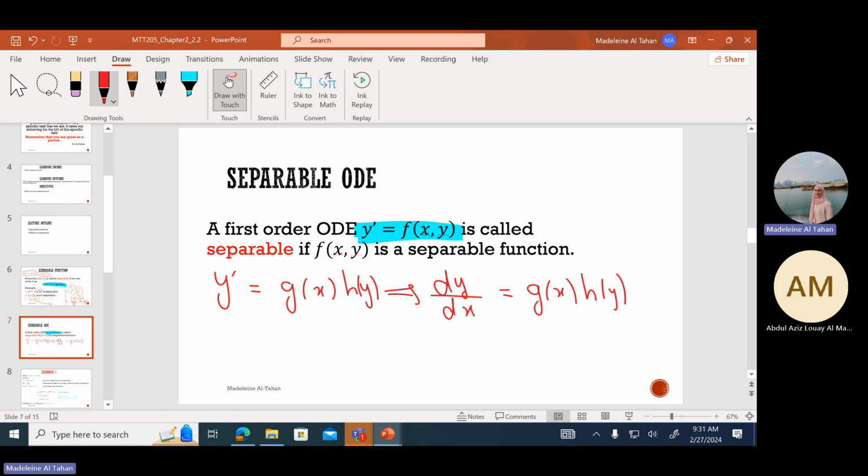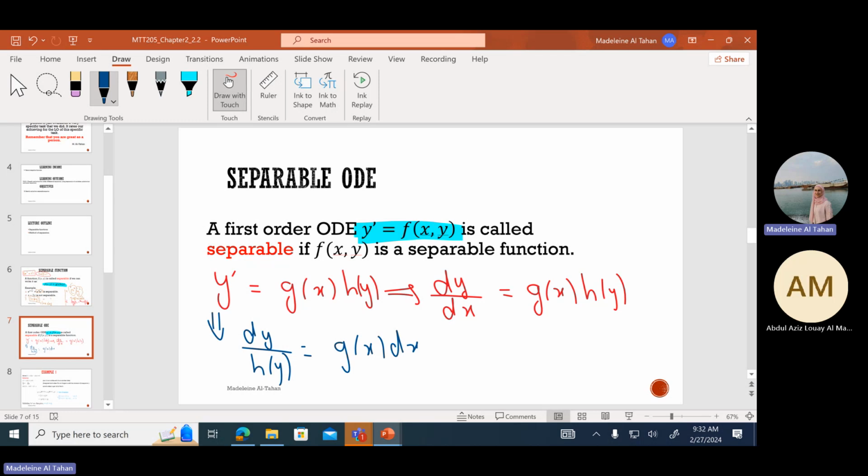g of x, h of y. Now everything in y, we want on one side, and everything in x on the other side. So y and dy on one side, x and dx on the other. Can we do cross multiplication first? What will we get? dy over h of y equals g of x dx. So we separate them, x alone and y alone. Because of that, we call it separable. What's our aim at the very end? To find y.